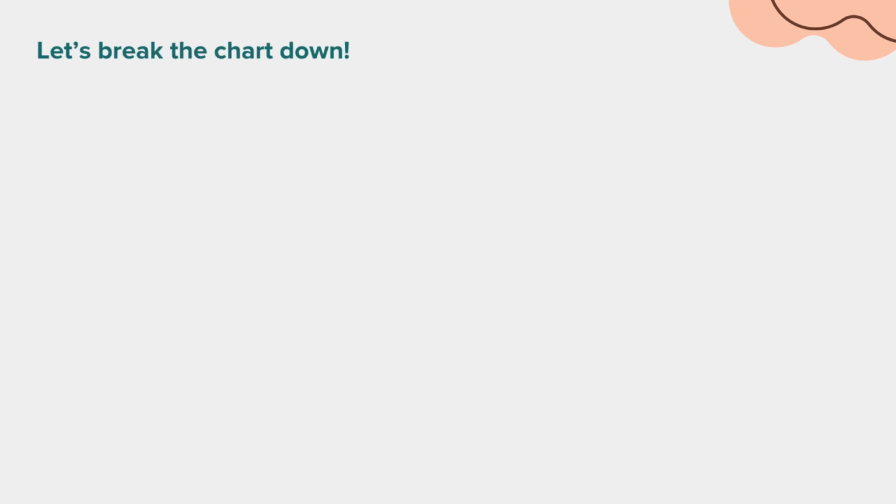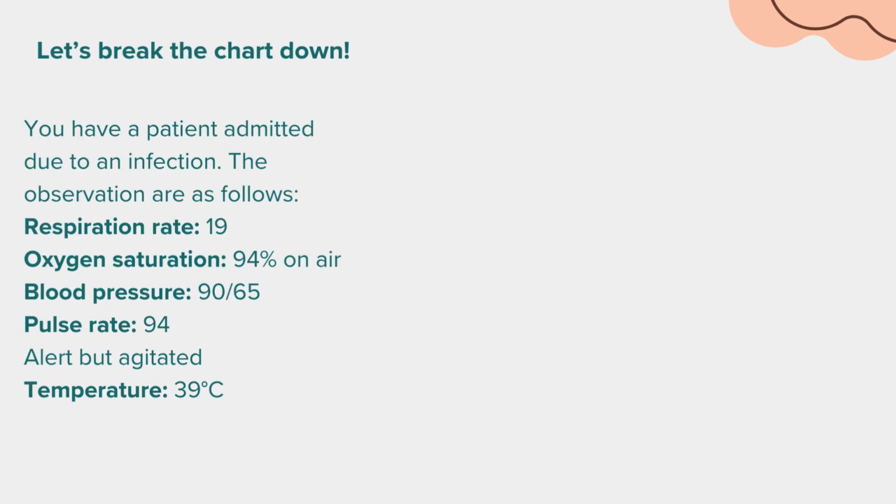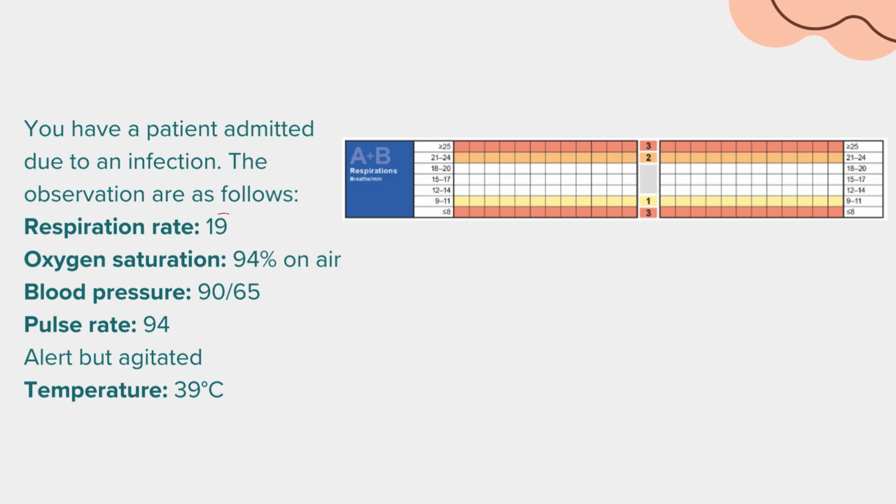Let's break the chart down. You have a patient admitted due to an infection. The observations are as follows: respiration rate, 19. Oxygen saturation, 94% on air. Blood pressure, 90/65. Pulse rate, 94. Alert but agitated. Temperature, 39 degrees Celsius. Plotting the respiration rate, in this case it's 19, record on the NEWS chart as a dot and look at the NEWS key score, which is 0.